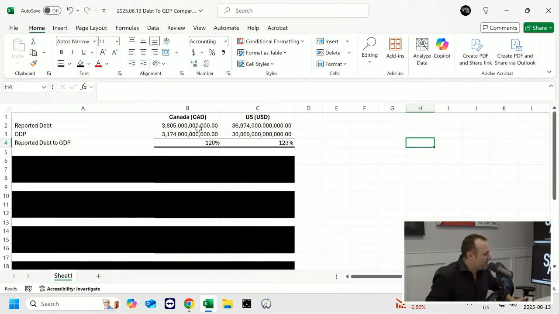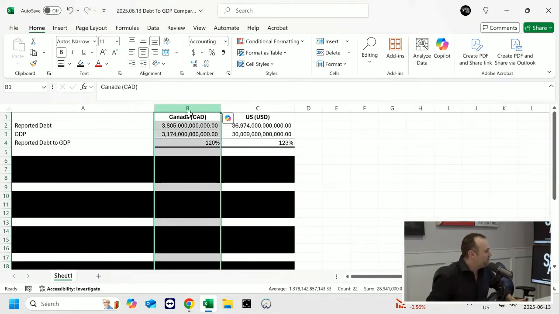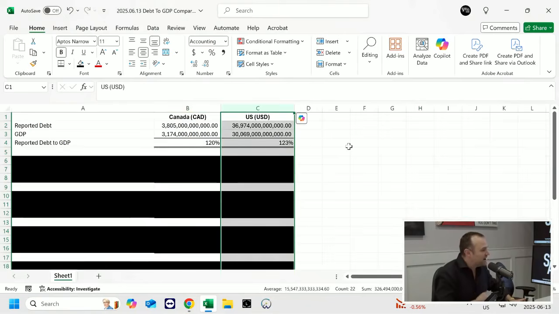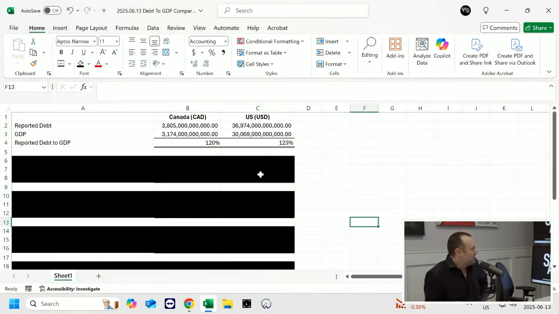And this is commonly what you see here. I have column B here in Canadian dollars and column C in US dollars. It doesn't actually matter, because again, it's the ratios that matter as long as you're consistent. And so what is commonly reported in the media is that you see reported debt to GDP around 120%.